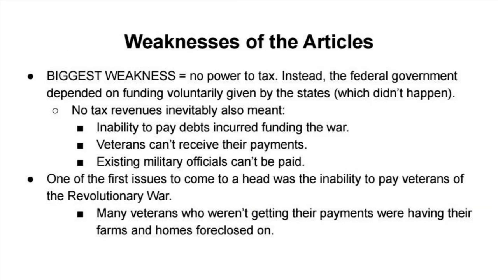Now, the biggest weakness of the Articles of Confederation is that there's absolutely no power to tax. Instead, the federal government depended on funding voluntarily given by the states, which obviously nobody's just going to be like, ooh, we're eager to give lots of money to the federal government. So no tax revenues means you can't pay off your debts, you can't pay the veterans of the Revolution, and even existing military officials can't be paid. So you can't even maintain a military to protect yourself and to maintain national security.